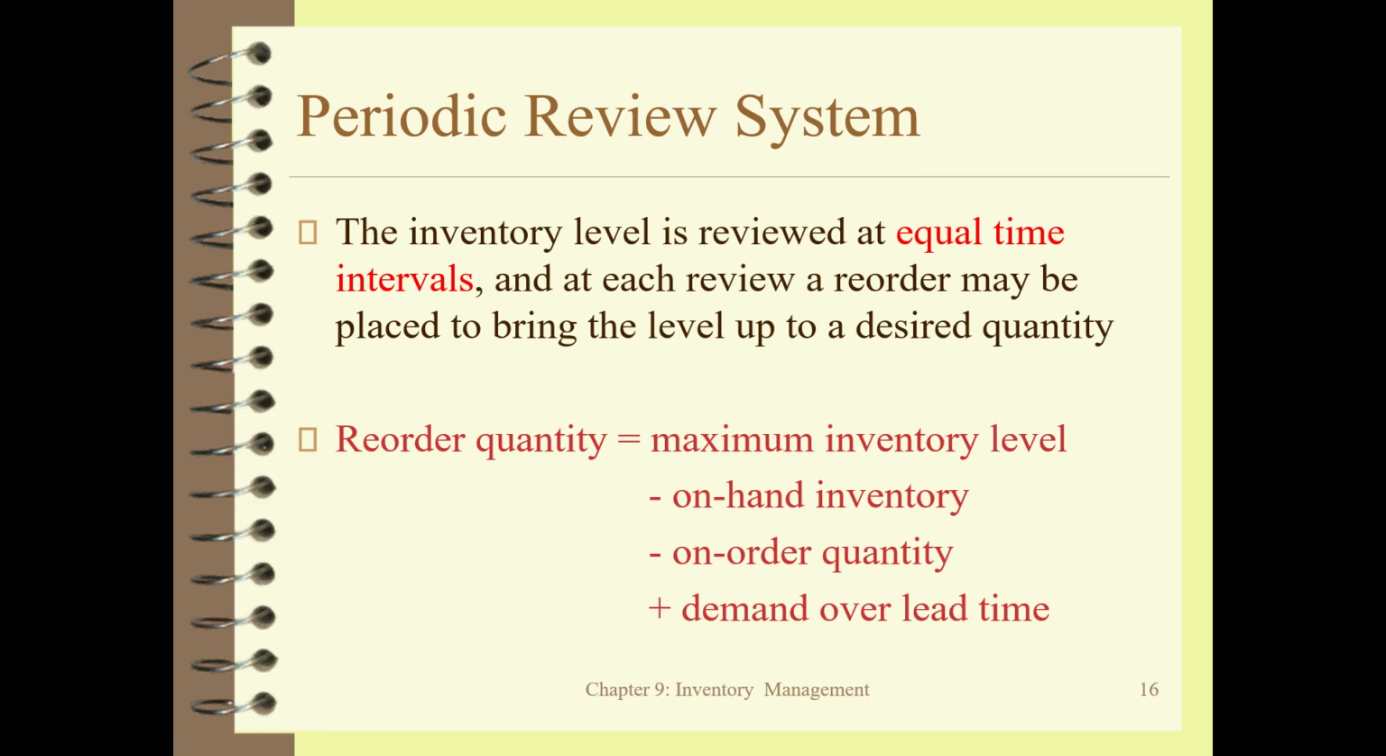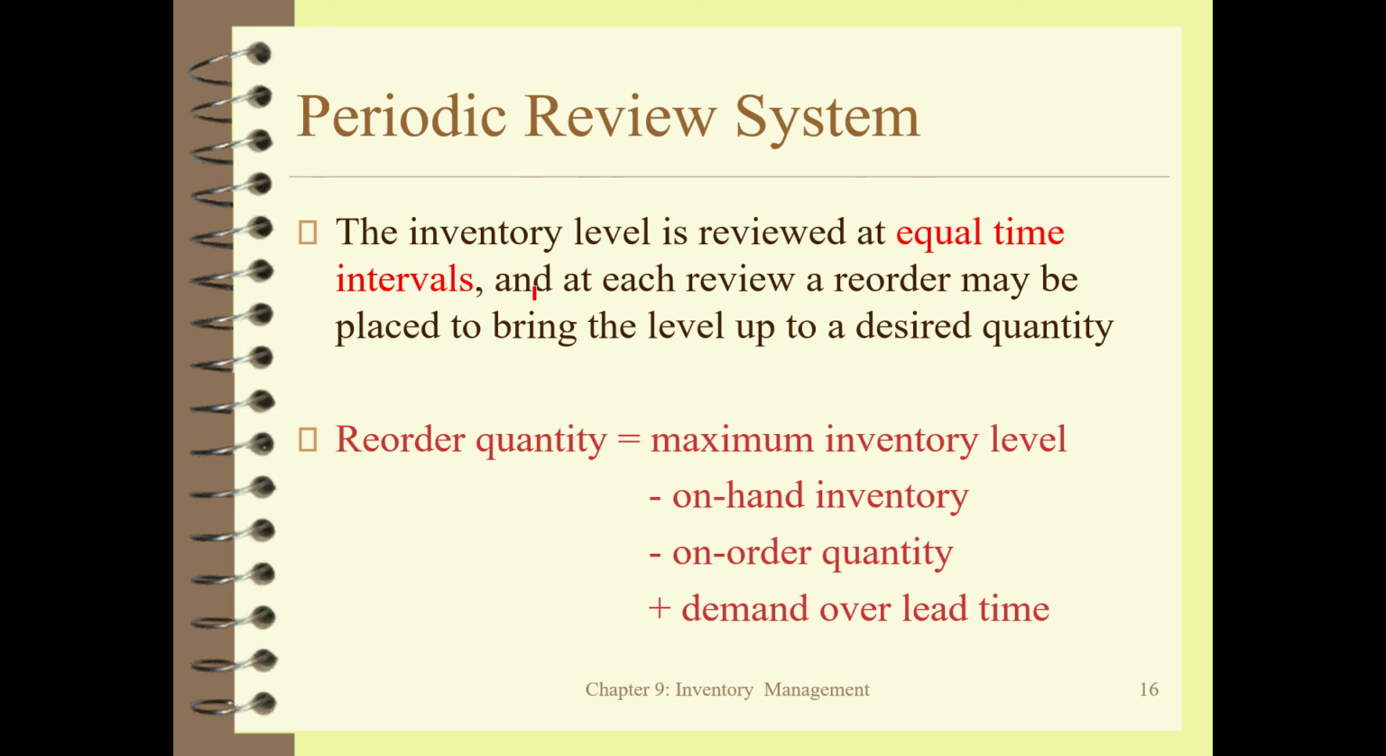Another system that we may use, for the not so important item, so we don't have to constantly monitor the item, is the periodic review system. So every equal time or every equal interval, like every month, every quarter, every 6 months, we just count the inventory in our store, and then according to the number, we place the order.